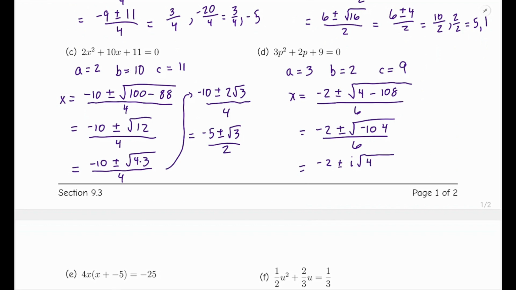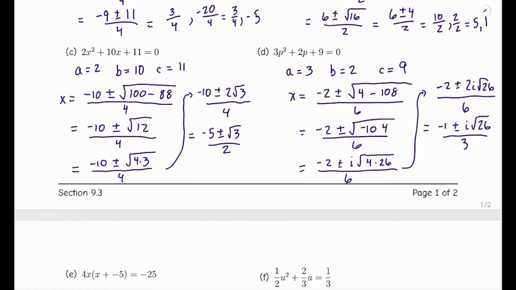4 times 26. Yep. All over 6. And then that becomes negative 2 plus or minus 2i square root of 26 all over 6. And reduced by 2 again, we get negative 1 plus or minus 1i square root of 26 all over 3. And that is the answer to part D.